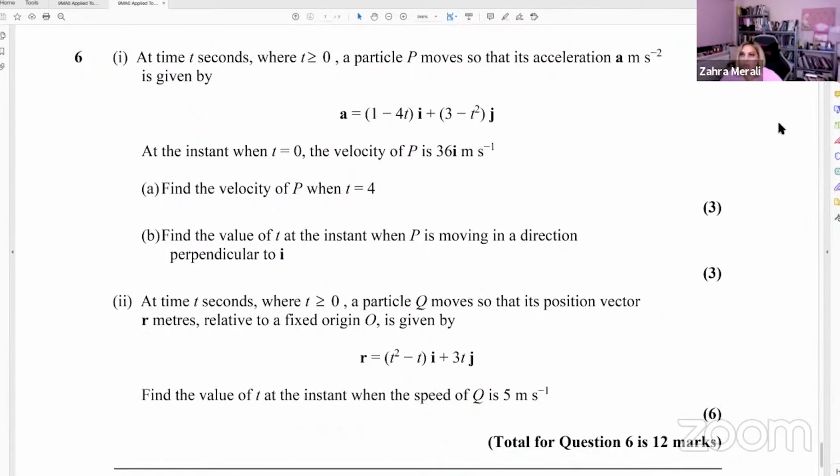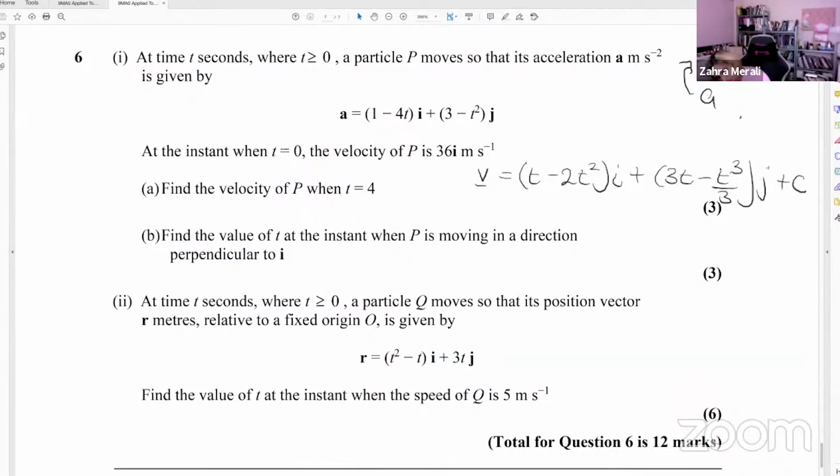Right. So again, we've got non-constant acceleration, so we've got differentiate down, integrate up. We were trying to find the velocity, so we're going to integrate. So v equals, 1 becomes t minus 2t squared i, add 1 to the power, divide by the new power, plus (3t minus t cubed over 3)j plus c. We know when t equals 0, all of that becomes 0, so it tells us that our c equals 36i.